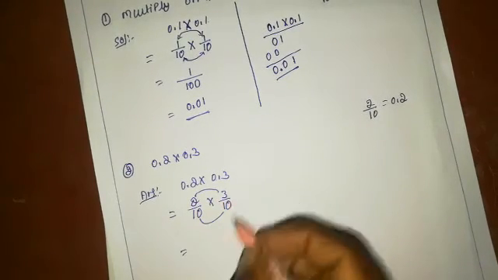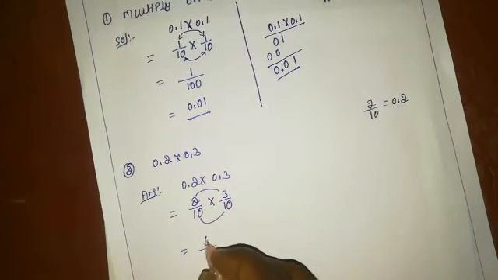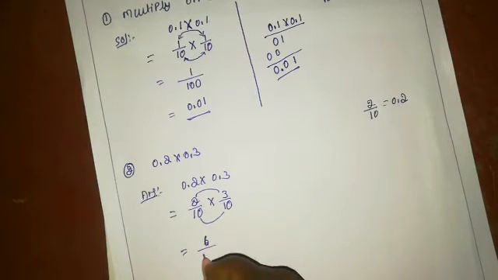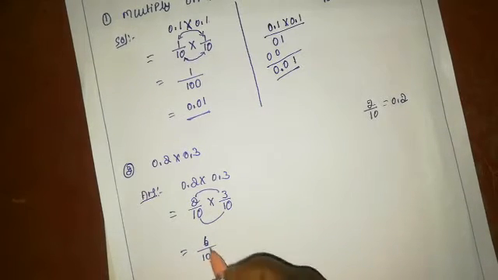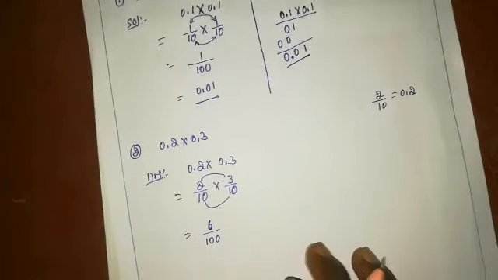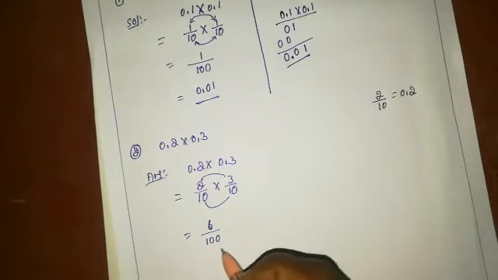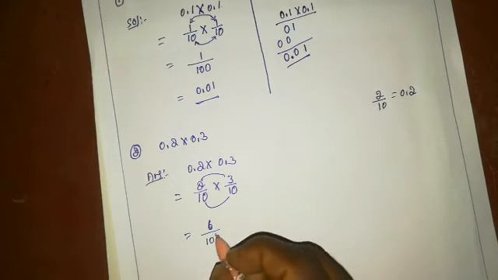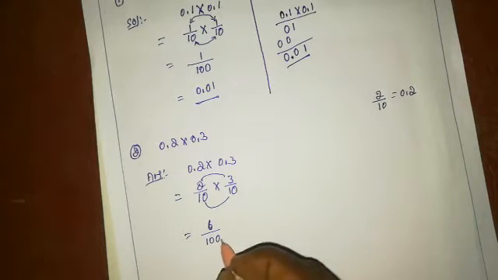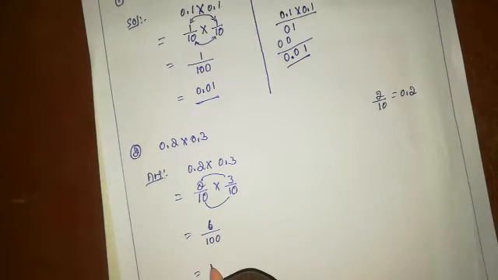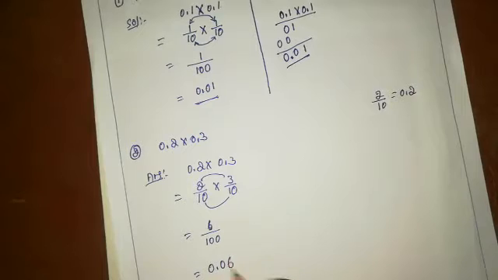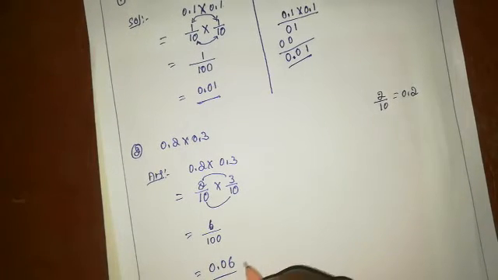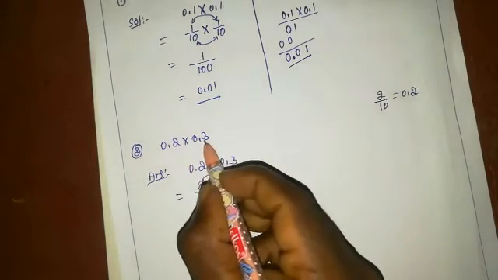2 3s are how much? 6, divided by 10 into 10, how much? 100. Now 6 by 100 is a fraction, and we know how to convert a fraction into a decimal. Here the denominator has 2 zeros, so we put the point after 2 digits, which means 0.06. 0.06 is the product of 0.2 into 0.3.